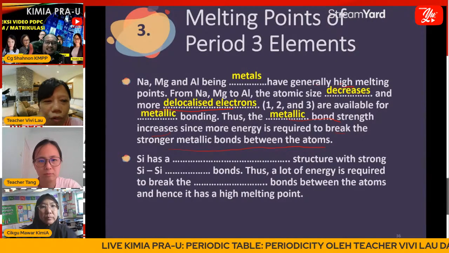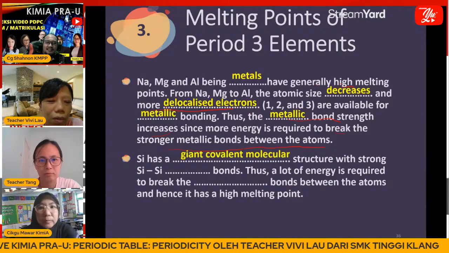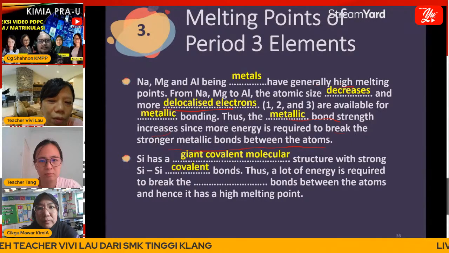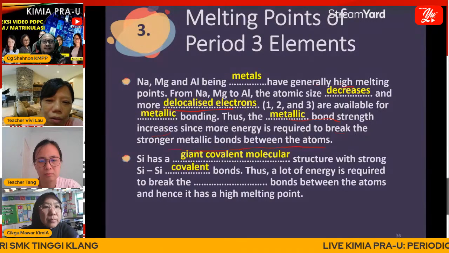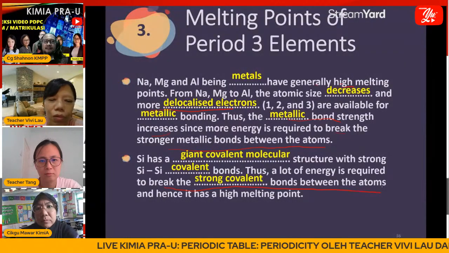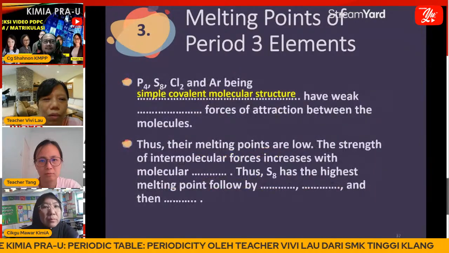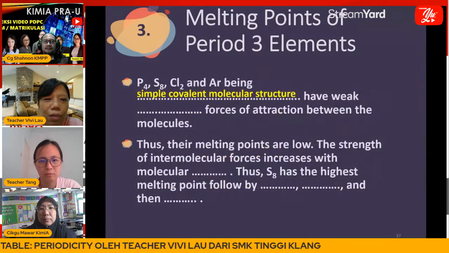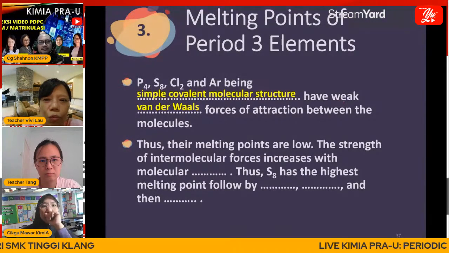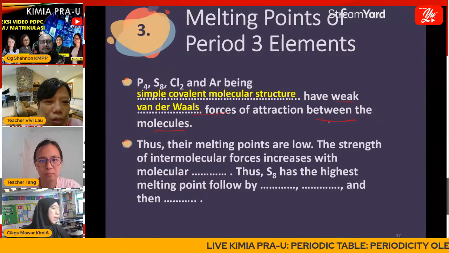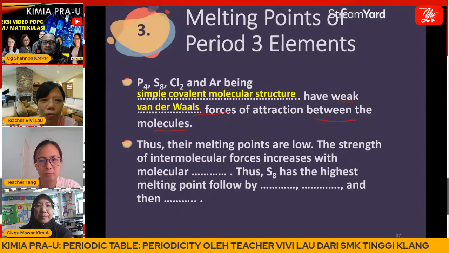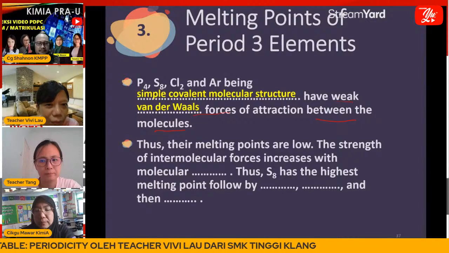Then for the giant covalent molecule, silicon, you have to break the covalent bonds between the silicon atoms, or carbon for period 2. So you have to break the strong covalent bonds between the atoms. For the weak van der Waals forces, you need energy to overcome the weak van der Waals forces between the molecules. So you have to write between the molecules, or between the metal atoms, or between the atoms in the giant covalent structure.